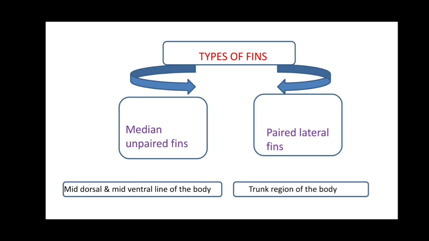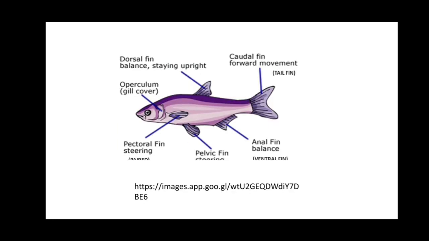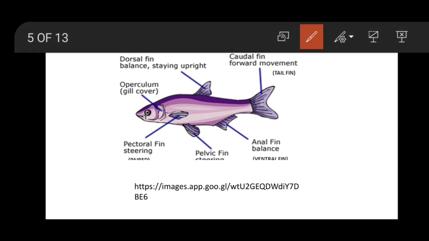The types of fins are median unpaired fins and paired, that is lateral, fins. Median unpaired fins are located on the mid-dorsal and mid-ventral line of the body, and paired fins are present in the trunk region of the body. The pelvic and pectoral fins are the paired fins and others are the unpaired fins. In this diagram, this is the dorsal side, this is the ventral side, this is the posterior side, and this is the anterior side.